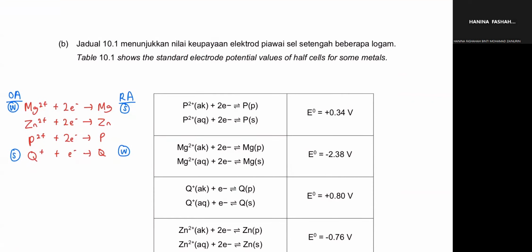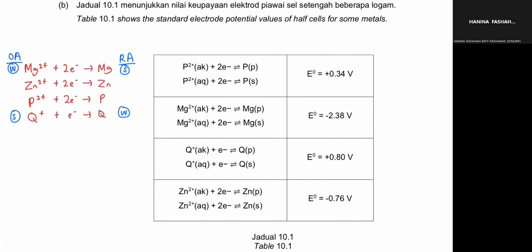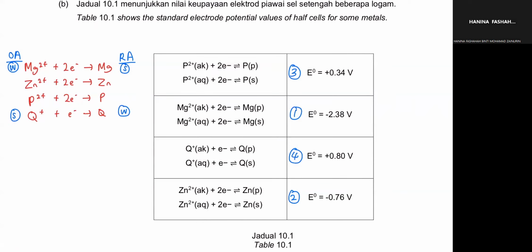So most negative, which one? Number one, this one is most negative. Then followed by number two, number three, number four. Arrange from most negative to most positive. Then for this kind of question, they ask you how to arrange according to oxidizing agent or reducing agent. So for this 1, 2, 3, 4, it is here.